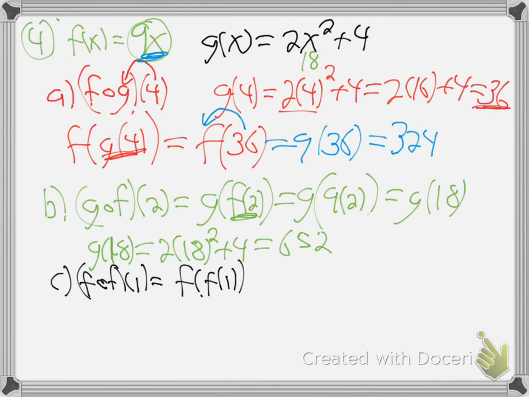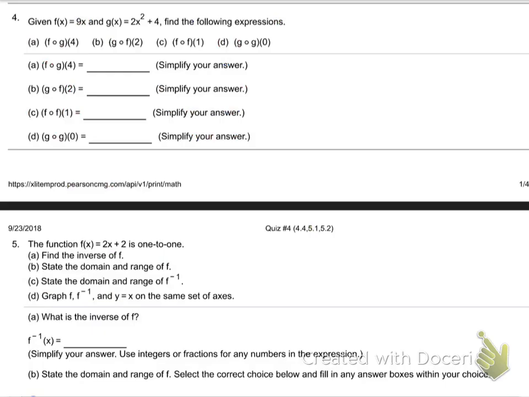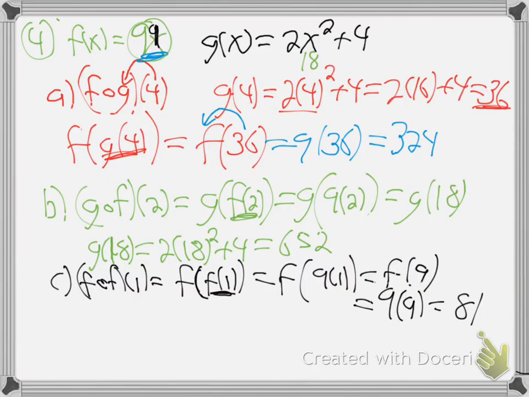f of f of 1. Start on the inside, do f of 1. Once that, you put a 1 in here. 9 times 1, that's f of 9. Now what's f of 9? Now you put a 9 in here. 9 times 9, 81. Finally, part D, g of g of 0.